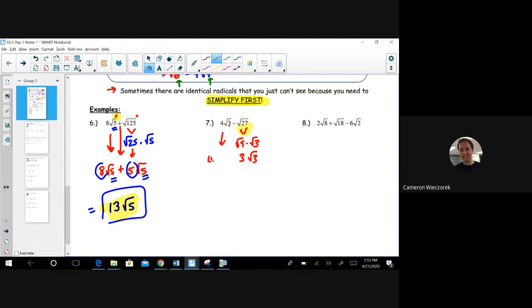Bring down the 4 rad 3 from up top. Bring down the subtraction from up top, and you've got yourself a pair of like radicals. 4 rad 3 minus 3 rad 3 is 1 rad 3. 1 times rad 3, I don't need the 1 in front, so drop that. That's just rad 3.